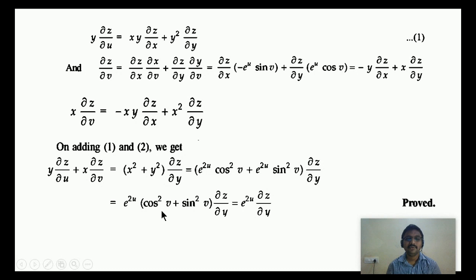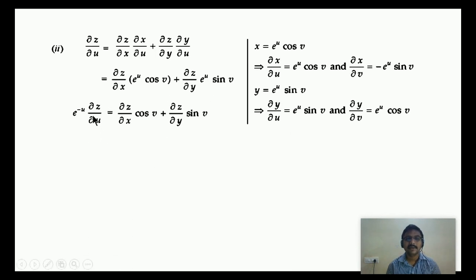But what is the value of cos² v plus sin² v? We know cos² theta plus sin² theta is 1. So cos² v plus sin² v is also 1. So it is the required first statement.